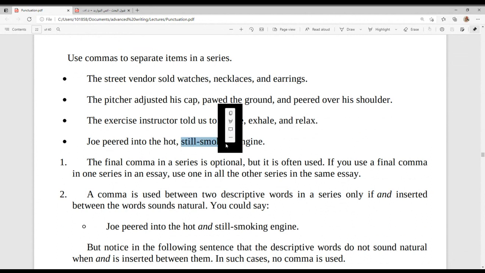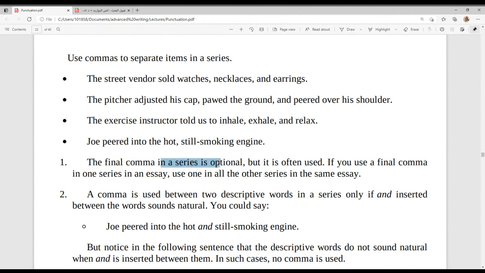We are going to talk about this, inshallah. So these are descriptive words, adjectives. Hot, still smoking engine. We can also say the hot and still smoking engine, because these are two adjectives for the same noun, which is engine.